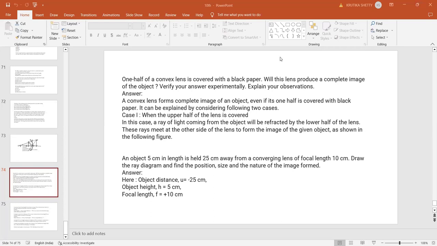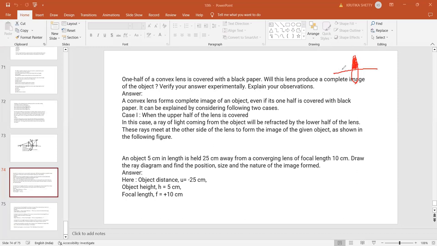Yes. So first, what happens when we cover the half? These rays meet at the other side of the lens to form the image of the given object, as shown in the following figure. So now we will consider this rough figure. This is our convex lens. This part is black paper.